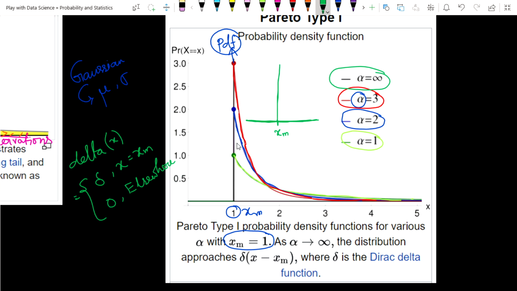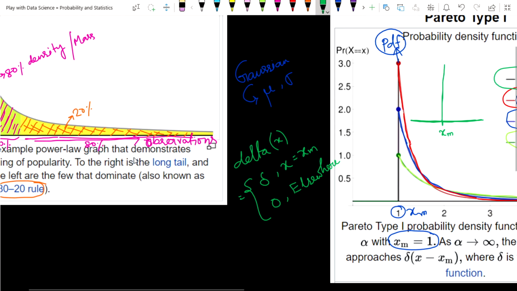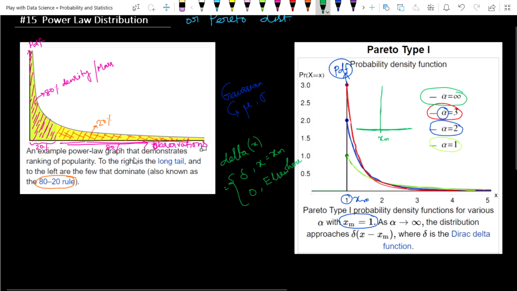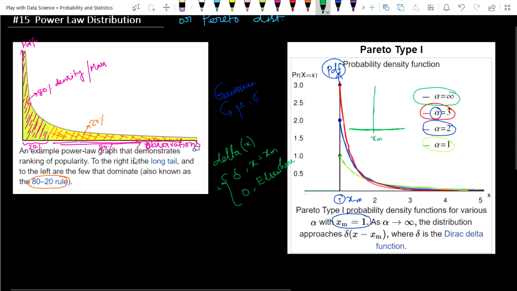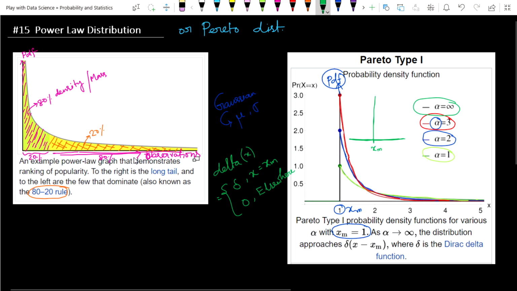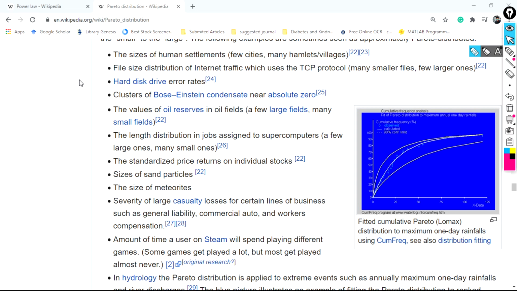Now, going to Wikipedia, these are the pictures I have shown here. I am taking these pictures from Wikipedia. Now going to the Wikipedia page directly, I think it will be better for us for better understanding. So, okay, let's go to the Wikipedia page. It's the simple Wikipedia page.